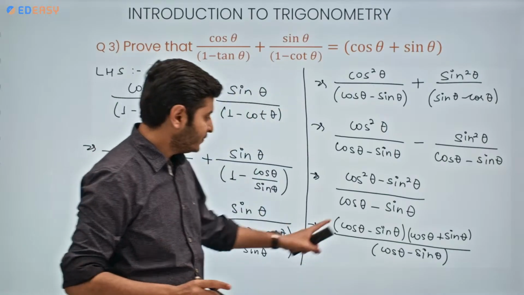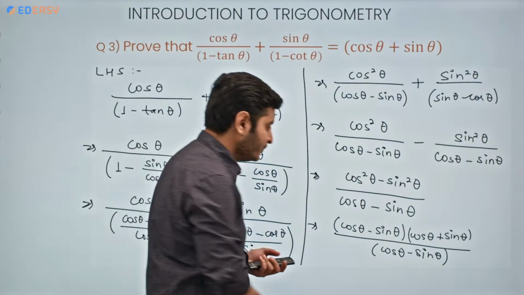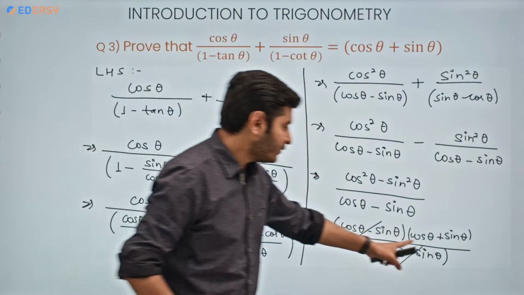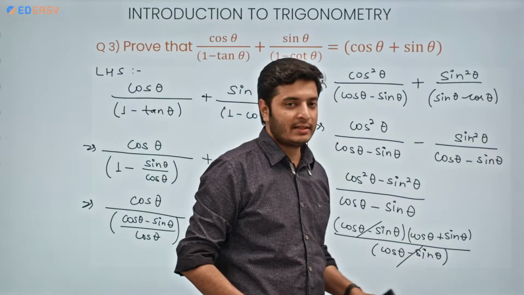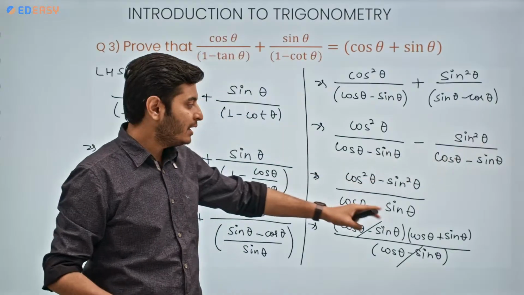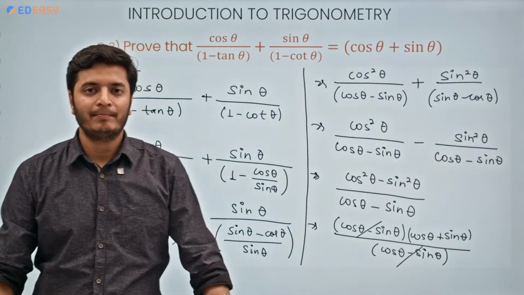Now look at this. All these terms are in multiplication and division only, no? So we can eliminate these two because they are equal. What are we left with now? Cos theta plus sin theta, the same thing that we need to prove. So now LHS is equal to RHS, hence proved.